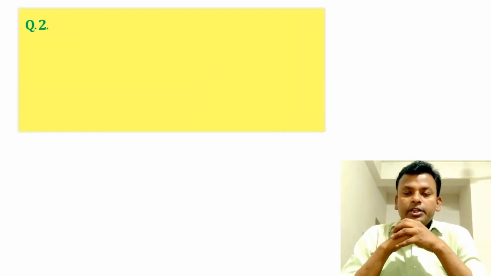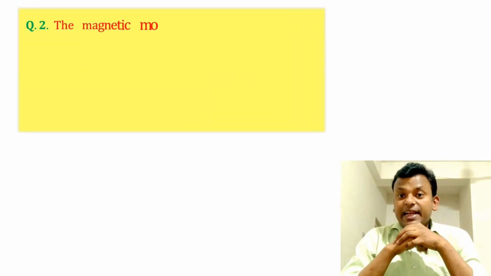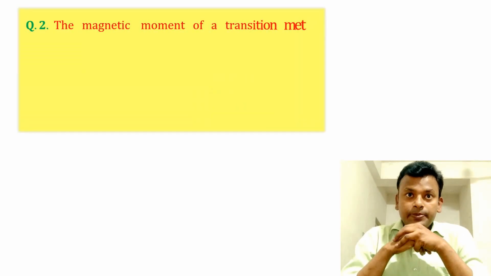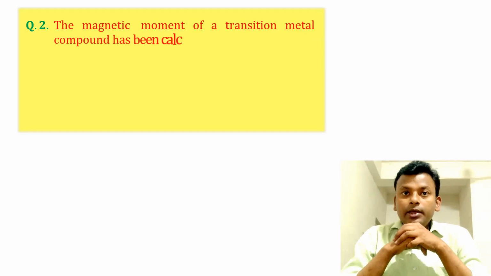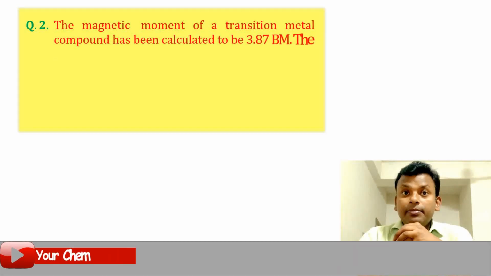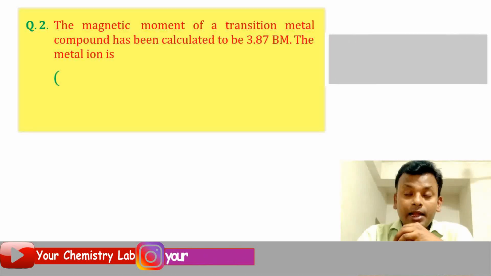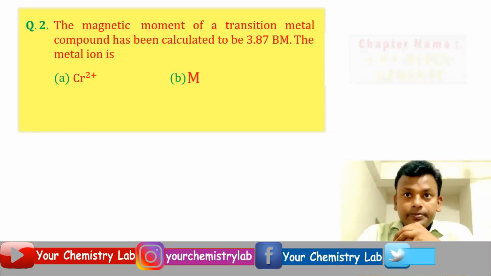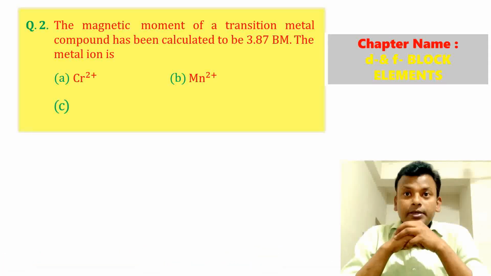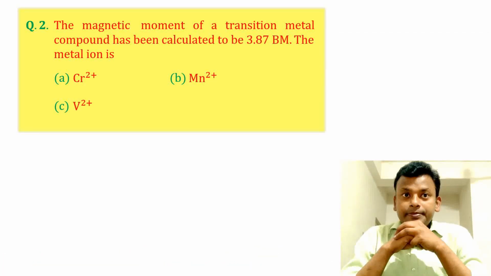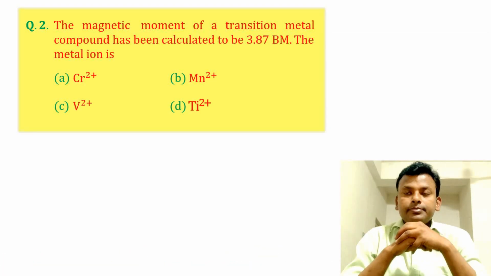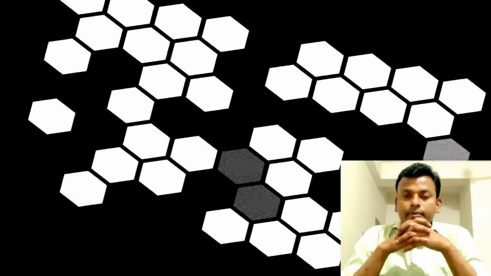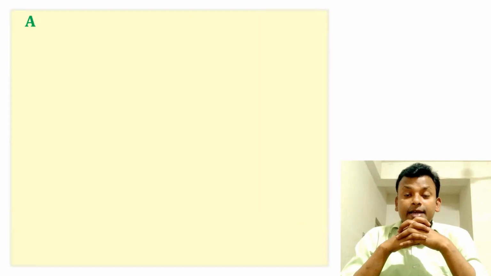Question 2. The magnetic moment of a transition metal compound has been calculated to be 3.87 Bohr magneton. The metal ion is option A, option B, option C, option D. Answer: option C is the correct answer.